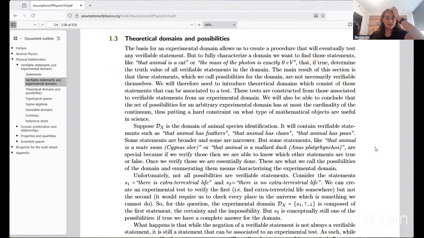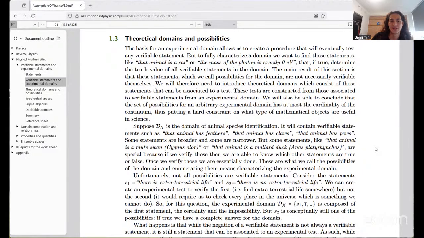1.3, theoretical domains and possibilities. The basis for an experimental domain allows us to create a procedure that will eventually test any verifiable statement. But to fully characterize a domain, we want to find those statements like "that animal is a cat" or "the mass of the photon is exactly 0 electron volts." That one I think falls under that discussion where maybe it's hard to exactly verify that, but that aside, those statements, if true, determine the truth value of all verifiable statements in the domain.